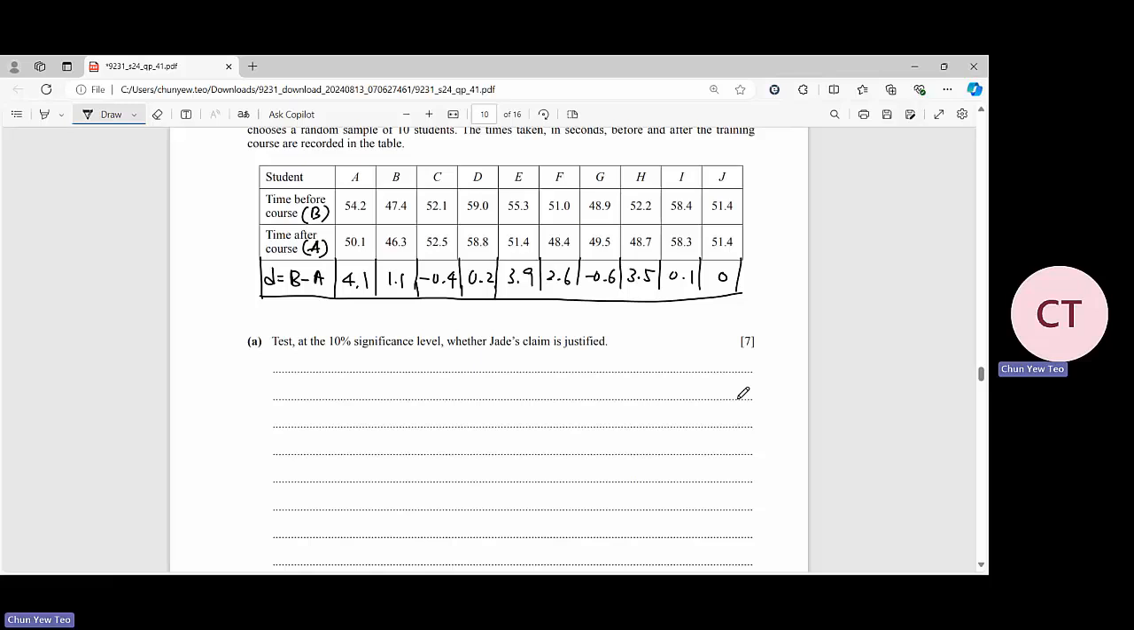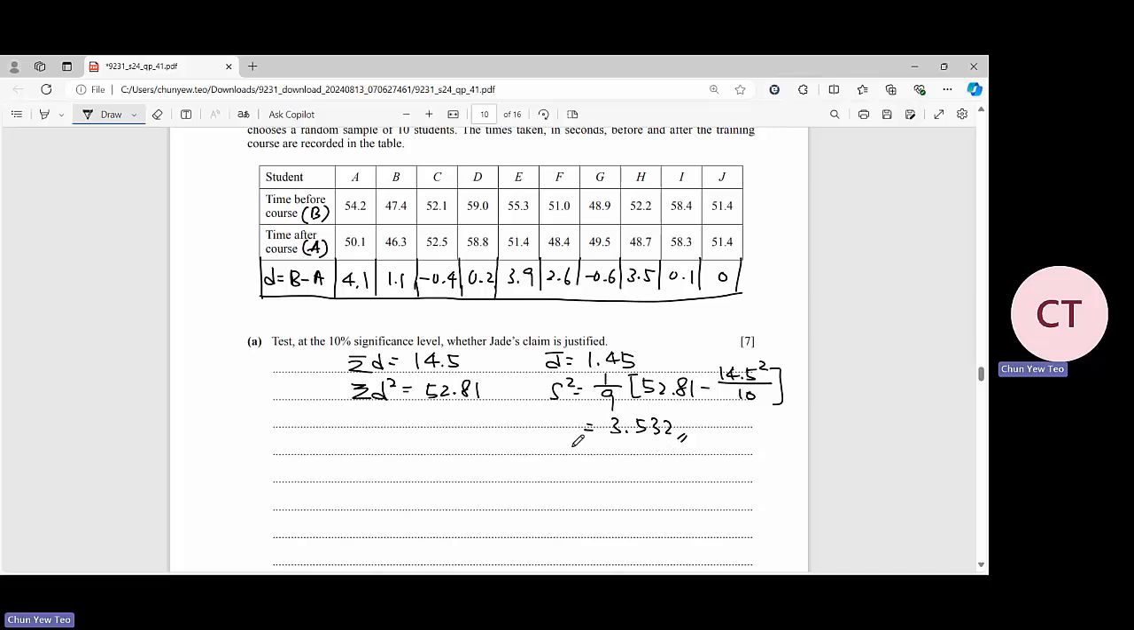So now we are ready to do the test statistics, to do the hypothesis test. But before that, we need to find the sum of D and the sum of D squared. To save time, I have calculated it earlier. Sum of D is 14.5. Sum of D squared is 52.81. From here, we need to find the mean, D bar, and the unbiased estimate of the population variance. It will be 1 over n minus 1, the sum of x squared minus the sum of x, squared, divided by n. Press the calculator, you'll get the answer as 3.532.